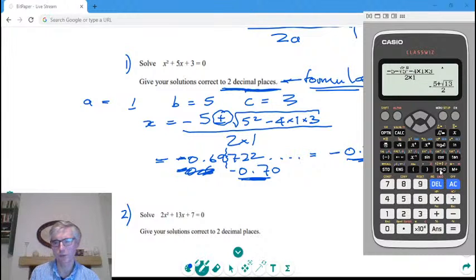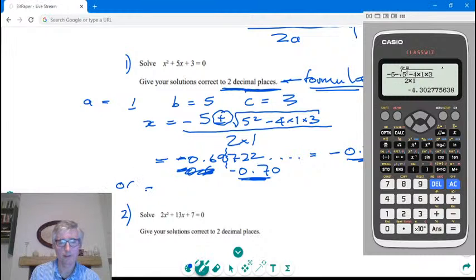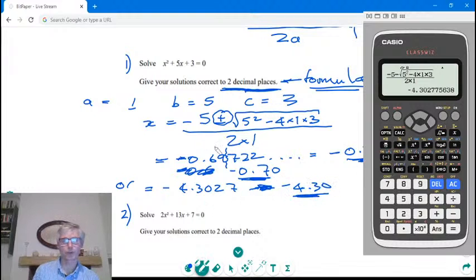I just press the SD button, and we can see we've got minus 4.3027. So the other answer, x equals minus 4.3027. And to 2 decimal places, that's equal to minus 4.30. So that's that. We've done that one.